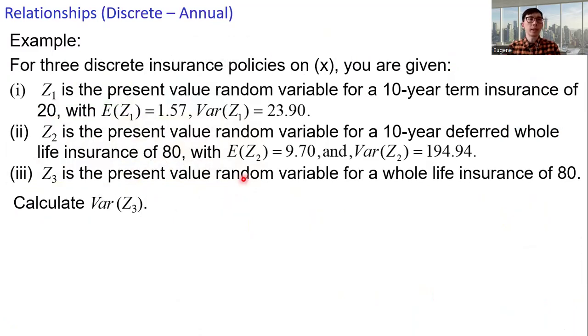All right, let's take a look at another example. There are 3 insurance policies. The first one, Z1, is the present value random variable for a 10-year term insurance of 20. The expected value of this insurance is 1.57 and the variance is 23.9. The second policy, a 10-year deferred whole life insurance of 80. The expected value is 9.7 and the variance is 194.94. The third policy, a whole life insurance of 80, and we want to get the variance of Z3.